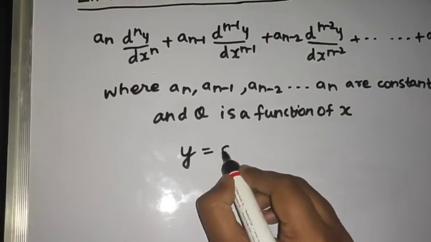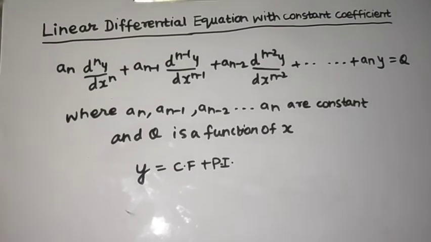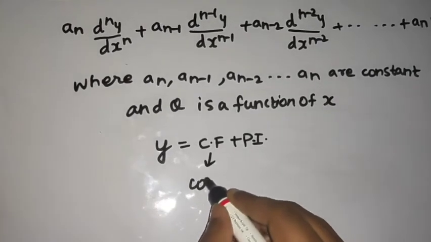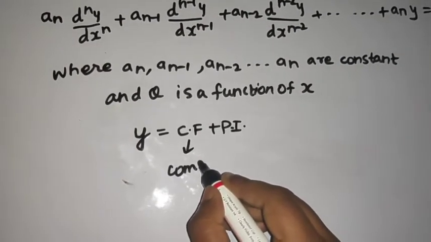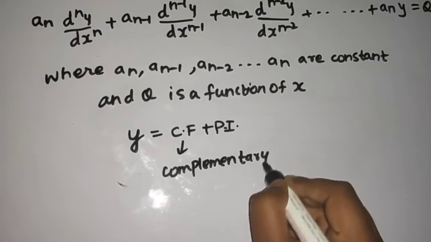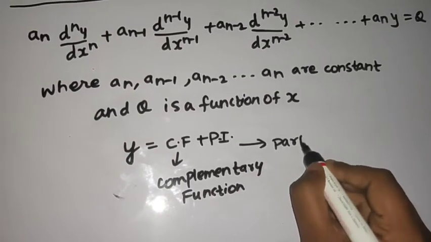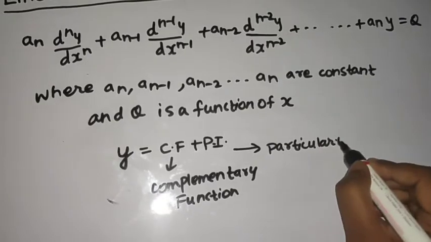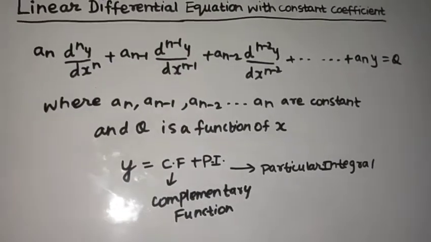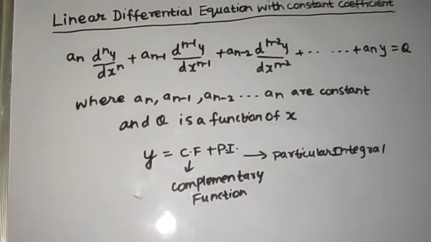So the solution will be CF plus PI. So this is the solution of this differential equation. You will say, what is CF and what is PI? CF is basically the complementary function, and PI is our particular integral. So we'll find separately the complementary function, we'll find separately the particular integral, and add them to get our solution.